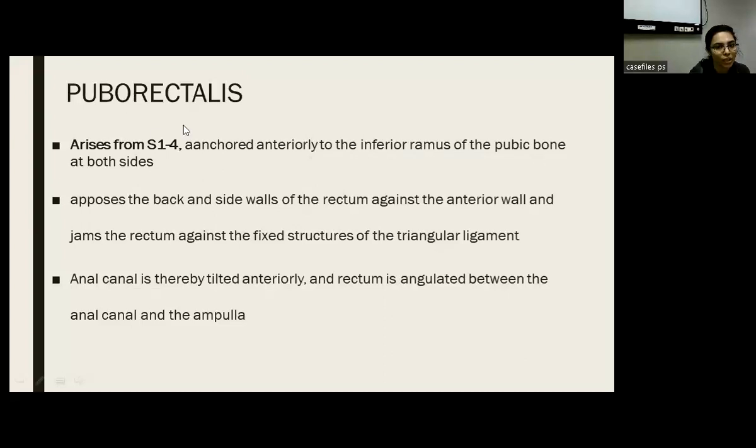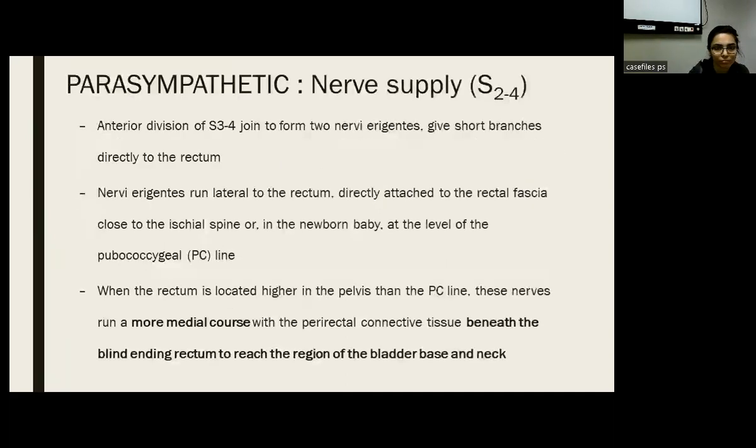Then the third part is the puborectalis muscle, which is a sling-shaped muscle, arising from the first to fourth parts of the sacrum and anchored anteriorly to the inferior ramus of the pubic bone on both sides. It opposes the back and side wall of the rectum against the anterior wall and jams the rectum against the fixed structure of the triangular ligament, which causes the anal canal to tilt anteriorly, and this causes rectal angulation between the anal canal and the ampulla.